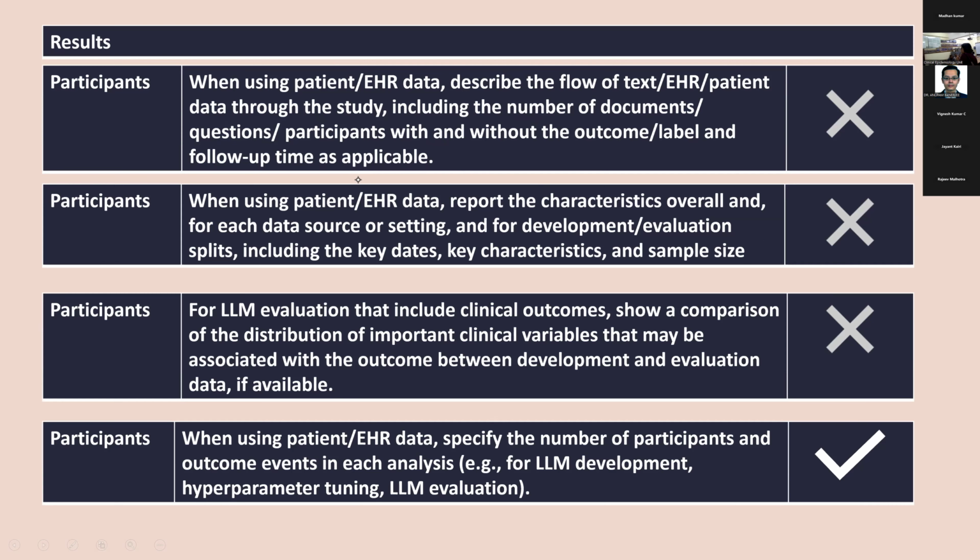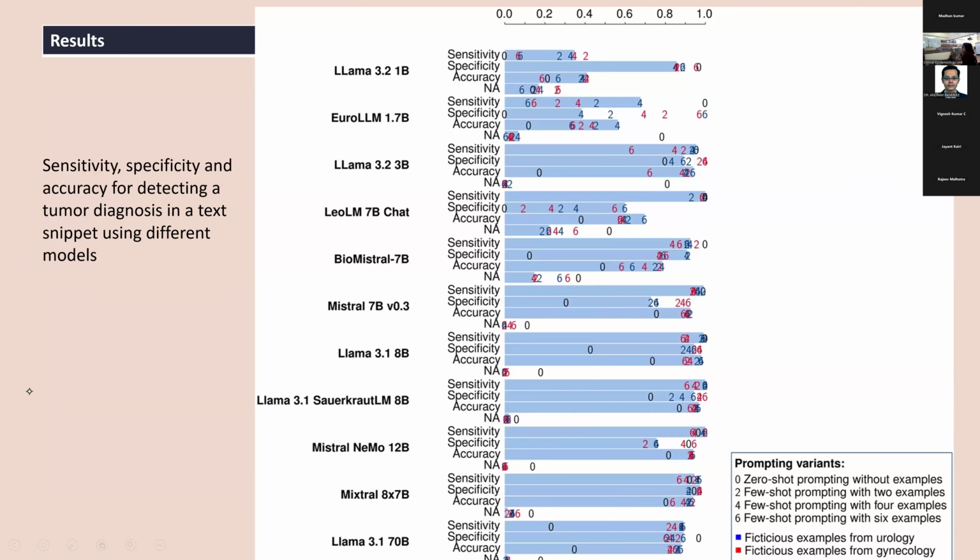When using patient EHR data, report the characteristics overall and for each data source for setting and for development and evaluation splits, including key dates, key characteristics, and sample size. They have not reported baseline characteristics for the overall data as such. For LLM evaluation, include clinical outcomes: show a comparison of the distribution of clinically important variables that may be associated with the outcome between development and evaluation data. This is also not given. When using patient EHR data, specify the number of participants and outcome events in each analysis. We'll come to that. So looking at the results, this is a bar diagram which they have given.